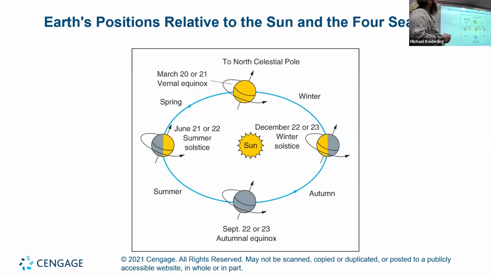So, March 20th and 21st is the vernal equinox. Then you have the winter solstice, December 22nd or 23rd. Then you have the autumnal equinox, September 22nd or 23rd. Then you have the summer solstice, June 21st and 22nd. And the reason there's an 'or' there and 2 possible days is because the year is not perfectly a round number of days. So it's not always the same day. Because the year is 365.25 days.